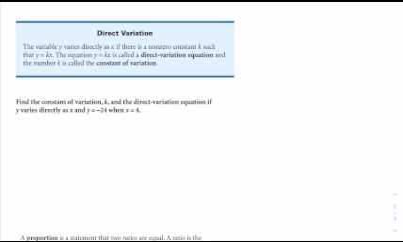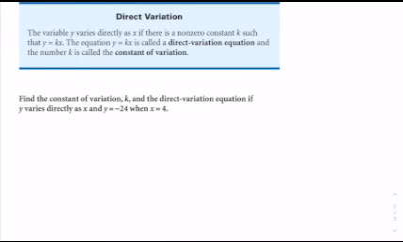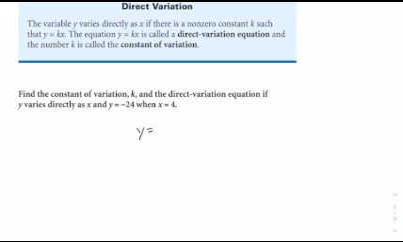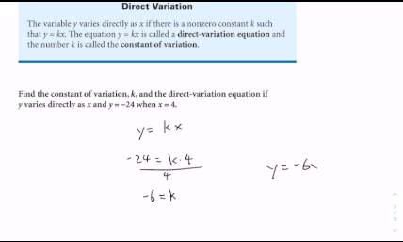So if you look at number 1, find the constant of variation k and the direct variation equation if y varies directly as x and y equals -24 when x is equal to 4. You would use the direct variation equation, which is y is equal to kx. And then you would substitute -24 for y and 4 for x, which is -24 is equal to k times 4. And then you would divide by 4, which gives you -6 is equal to k. The direct variation equation is y is equal to -6x.